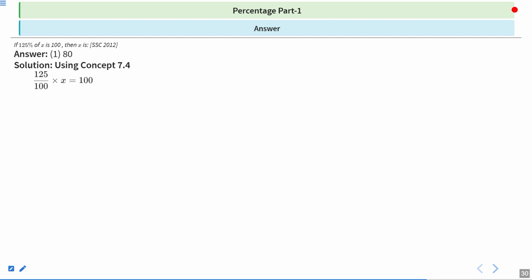We can say that 125 upon 100 multiplying by x equals 100. So we simplify it and get the value of x. So x will become 100 into 100 upon 125. When we simplify it, we get the value of x, which is 80. So the first one is the correct answer. Next one.